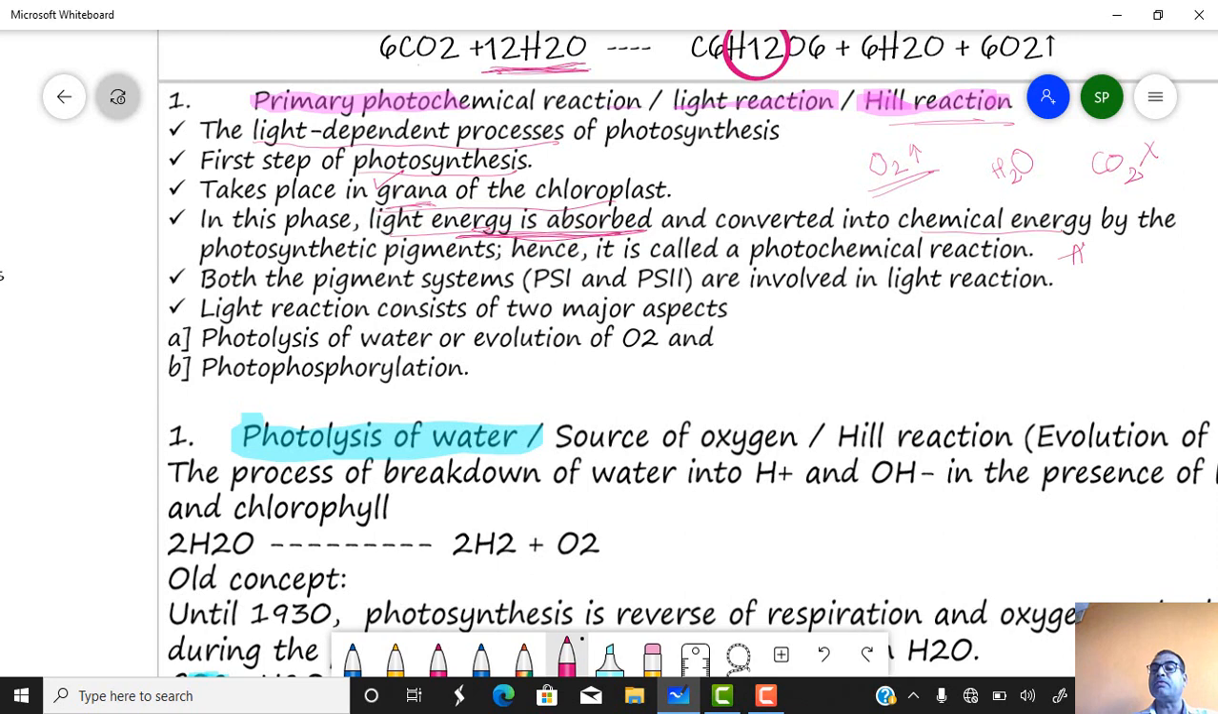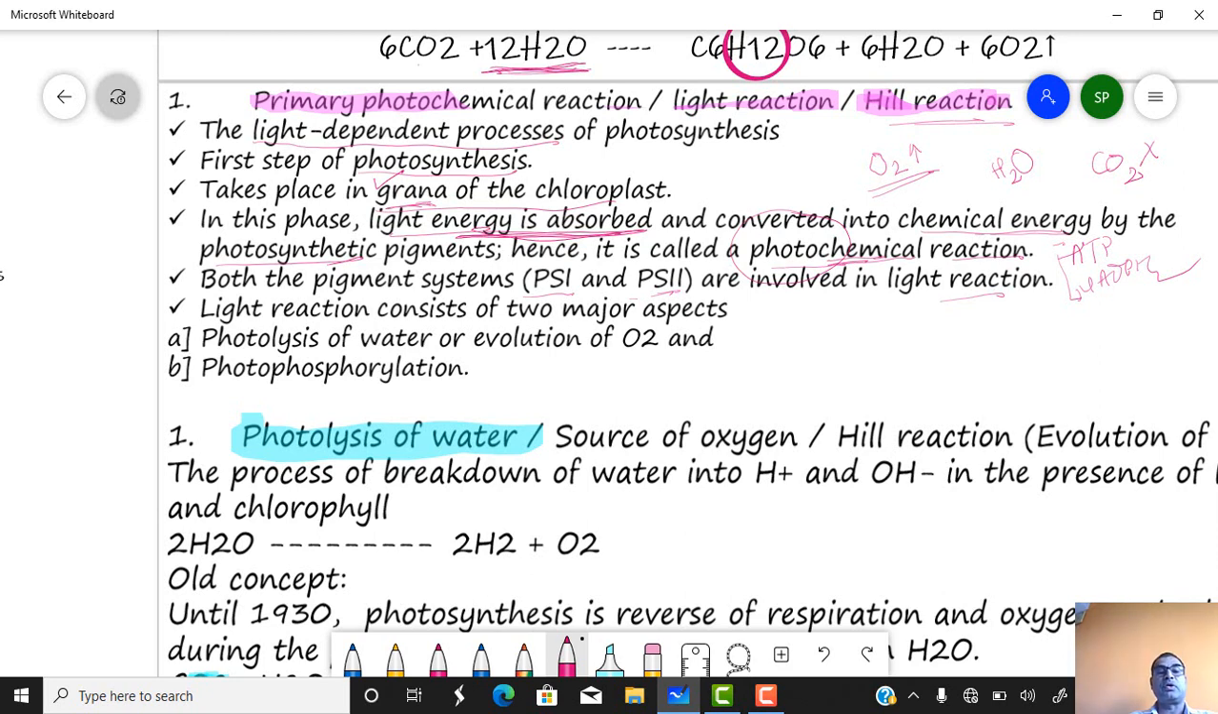This light energy, that is the radiant energy, is absorbed and converted into chemical energy, that means it is present in the form of ATP and NADPH2, by the photosynthetic pigment. Hence it is called a photochemical reaction. The formation of such chemical energy in the form of ATP and NADPH2 in the presence of light is called a photochemical reaction. Both pigment system 1 and pigment system 2 are involved in the light reaction, and the light reaction consists of two parts.